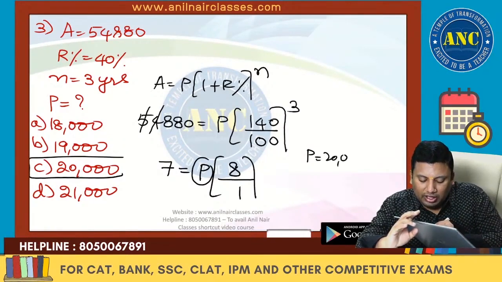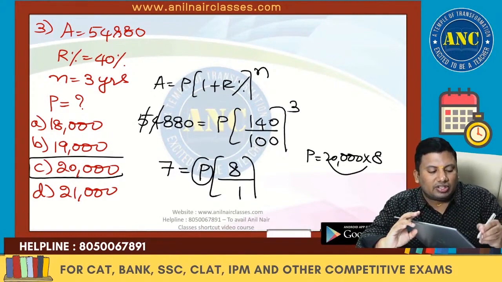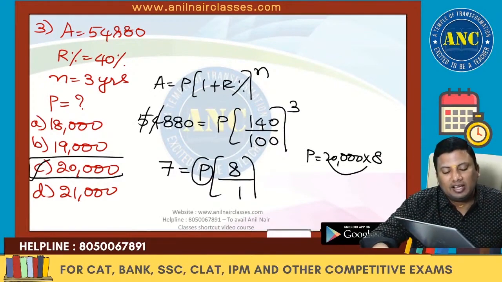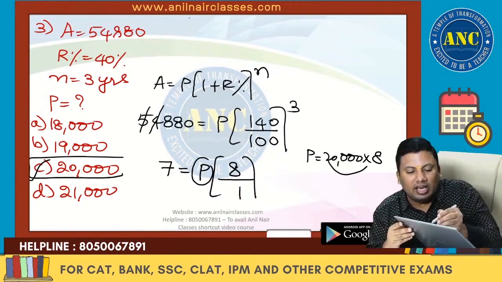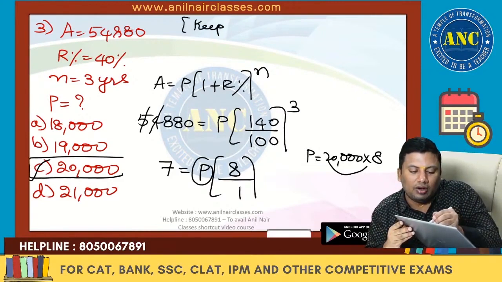20,000 into 8. 20,000. 2 into 8, 16. What is 1 plus 6? 7. 7 equivalent to 7. I hope the idea is clear, right? Keep an eye on answer options always.